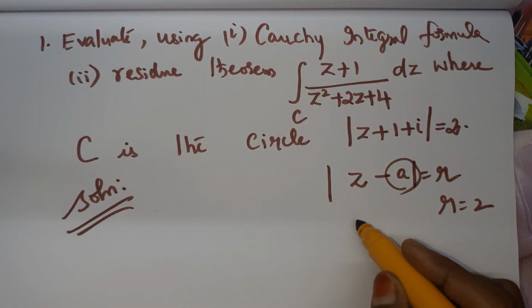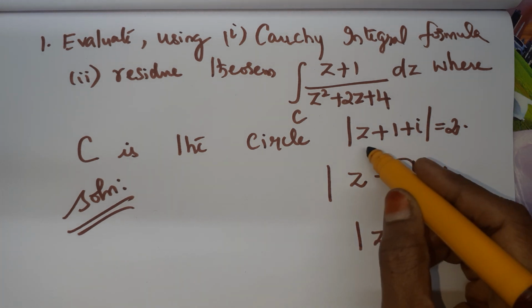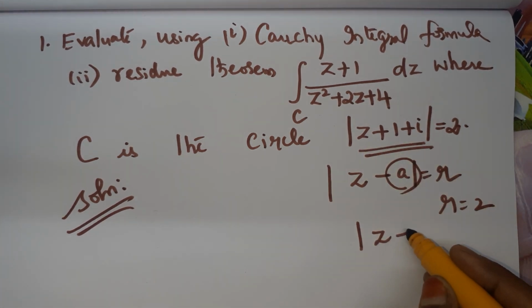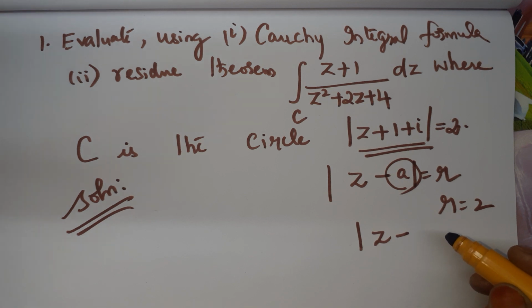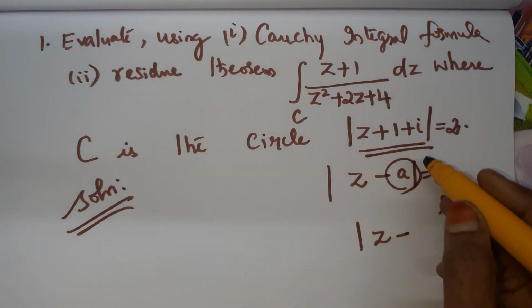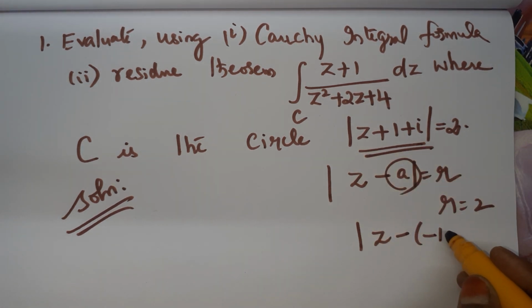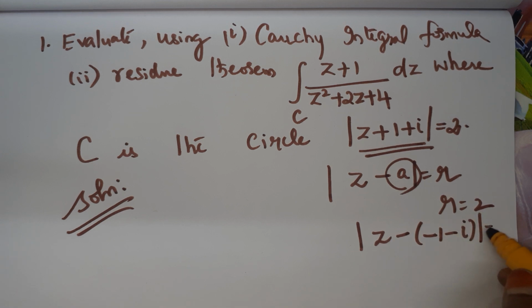We have to find what is a. So the given equation we can rewrite with a minus sign. So the given term I am rewriting as minus of minus 1 minus i equal to 2.